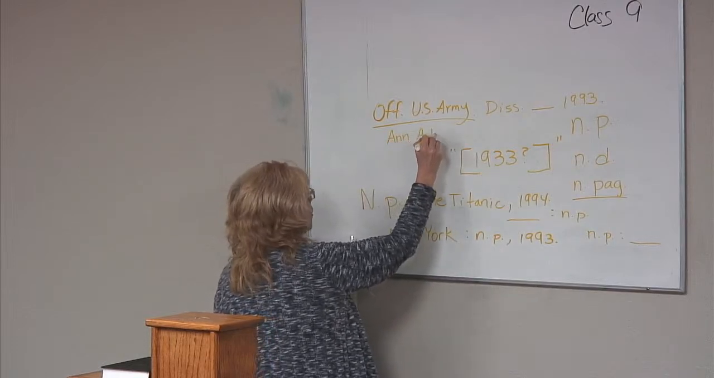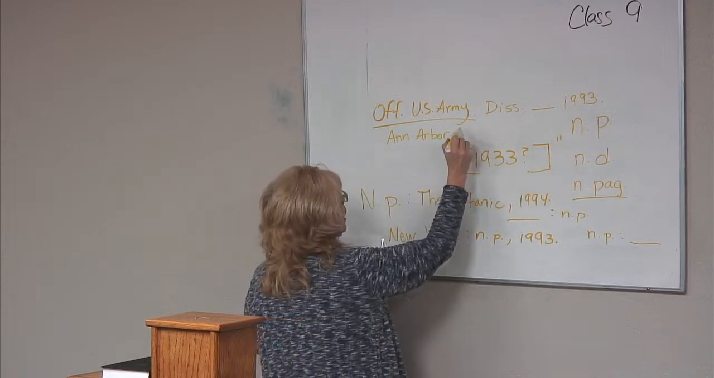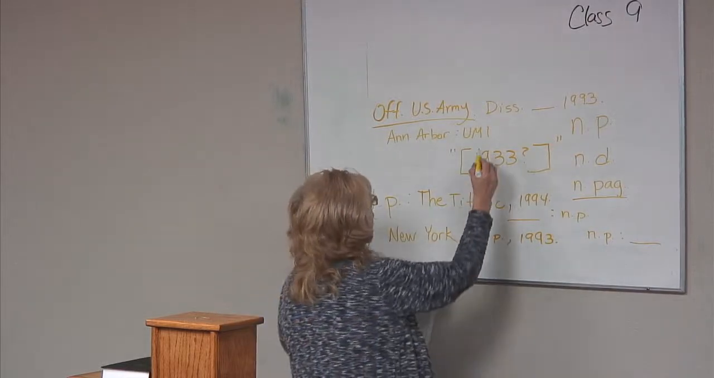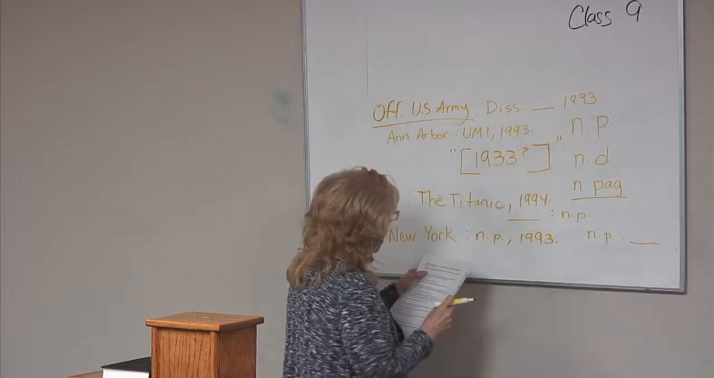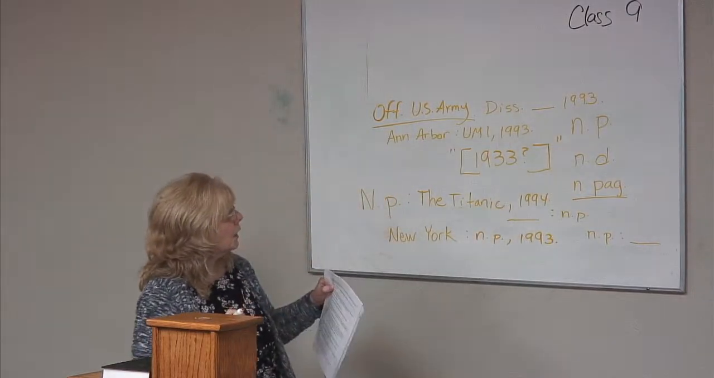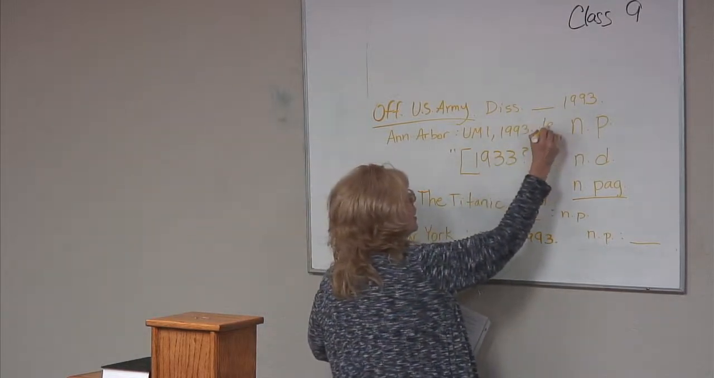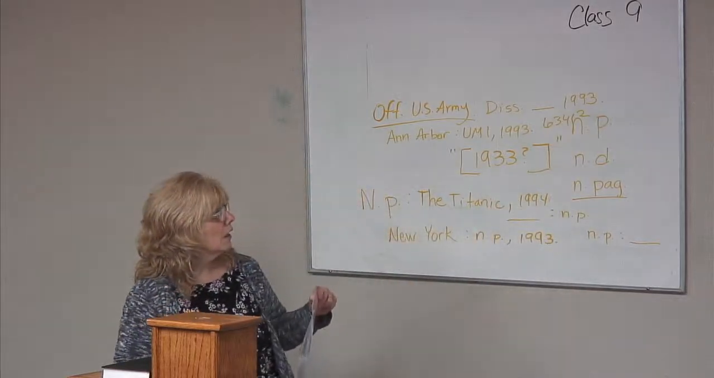Ann Arbor. And then that's the name of the university. And then your year. And then a period. And then there may also be numbers of that dissertation. If it's number 63412, then you would add that at the end.